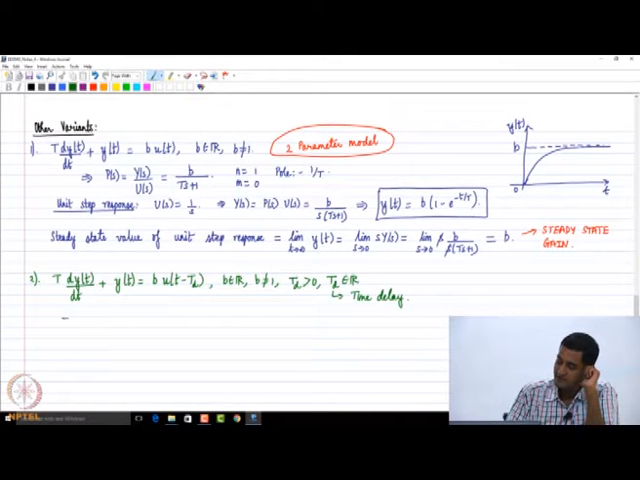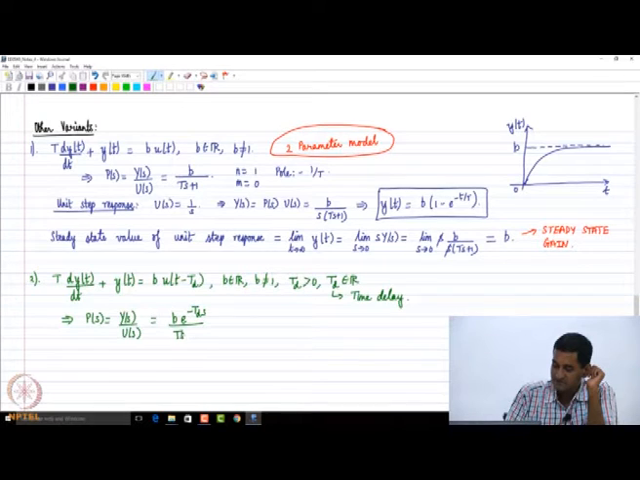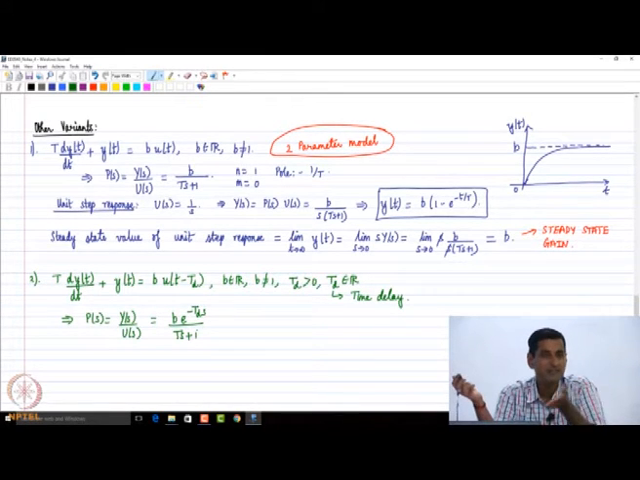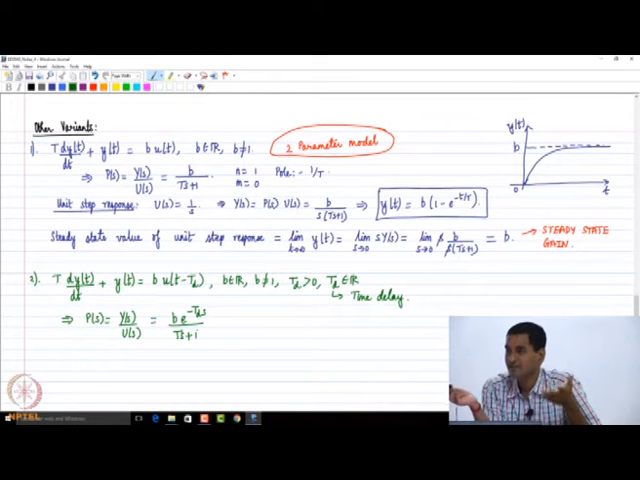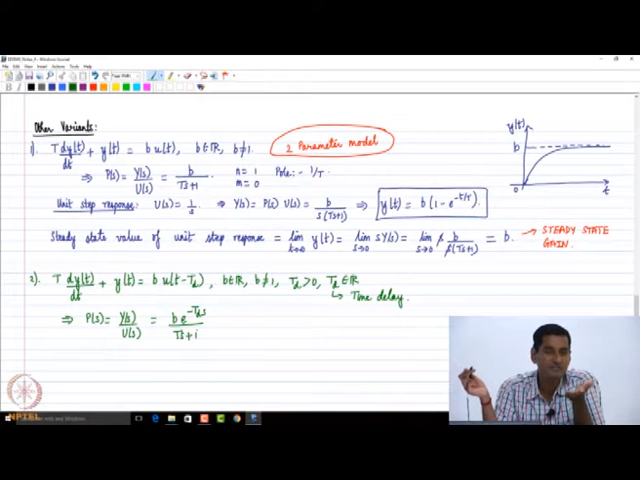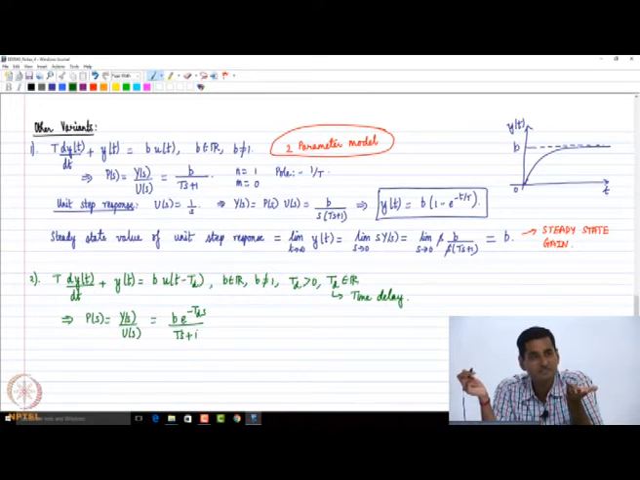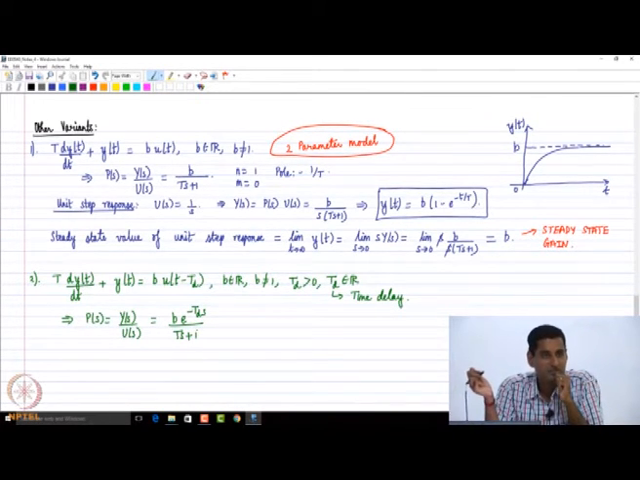So immediately we know that the plant transfer function is going to be what? Y of s divided by U of s. It's going to be B e power minus TDS divided by TS plus 1, right? How did we get this? B by TS plus 1 is for the previous one. Now you get an additional factor due to the time delay, which we have already calculated, right? When you take Laplace transform of U of t minus TD, you are going to get U of s times e power minus TDS. That's how we got this.